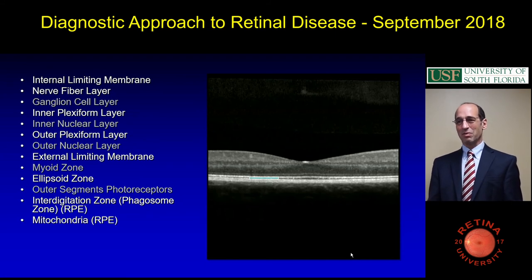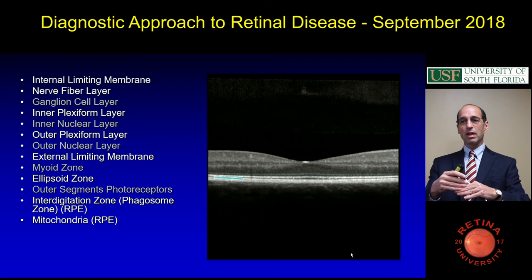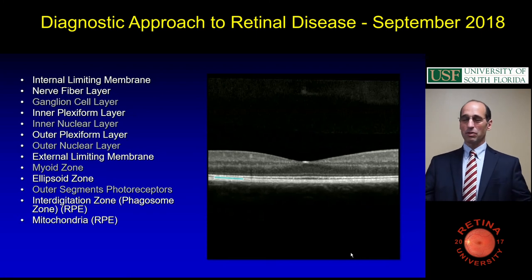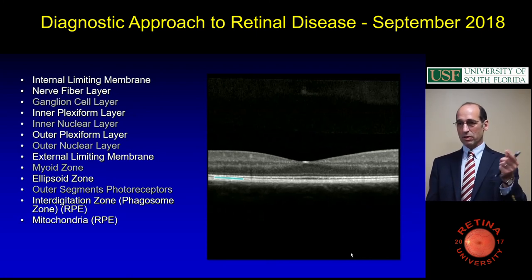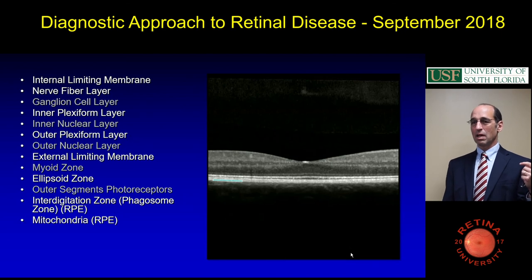And then you get these other ones. These last two bright lines are the RPE cells. The last two bright lines of the OCT are the back of the RPE and the front of the RPE. The back of the RPE is probably where most of the RPE mitochondria are. The front of the RPE, like we talked about two or three times ago, is this phagosome zone, which at the moment is considered the interdigitation zone. We'll talk about that a lot in conference, but you just need to know these. So that's that. Okay.